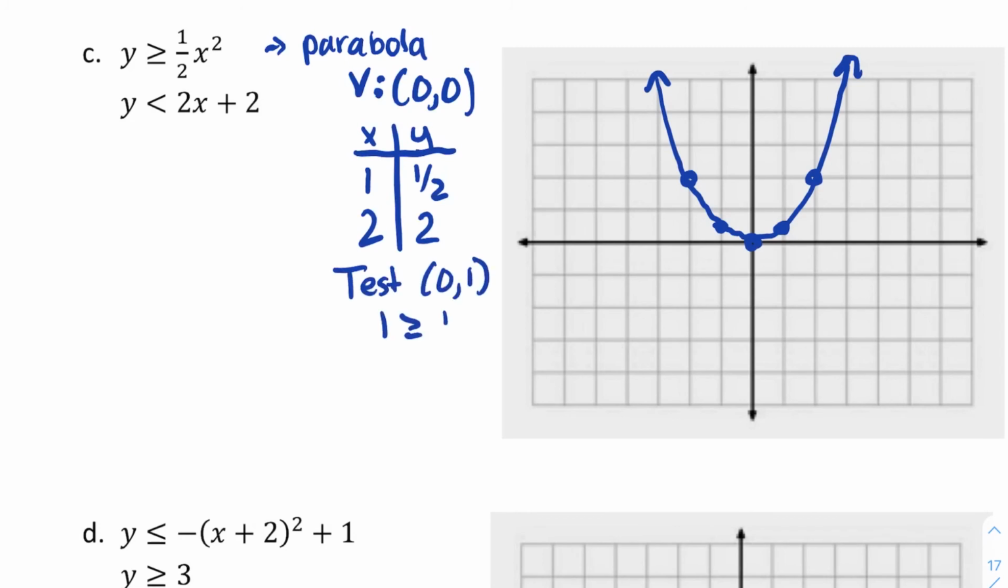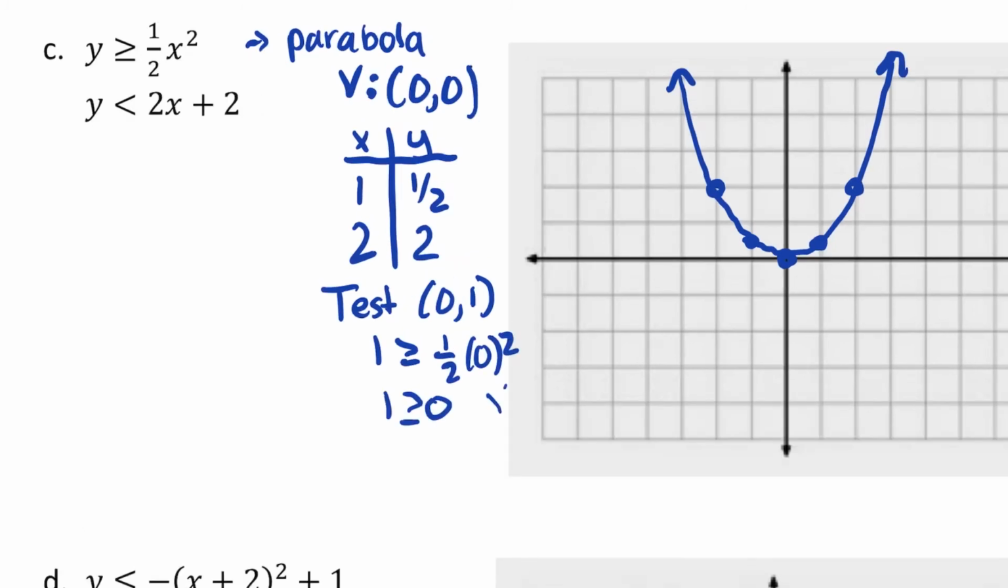Again, I need to test a point and plug it in. So let's do 0, 1. If I plug 0, 1 in, you get a statement that is true, which means the region where the point 0, 1 is part of your solution for that inequality. So that's inside my parabola there. All of those points work.